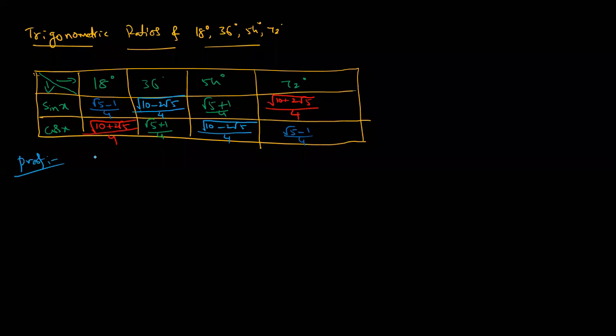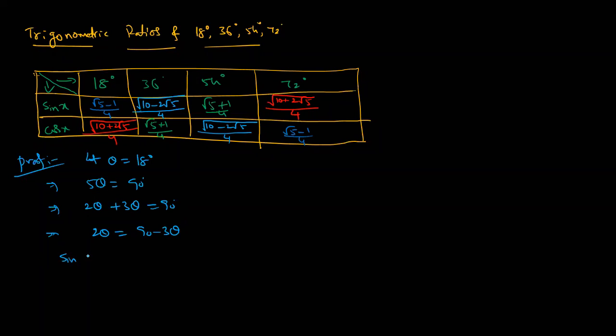Now, proof. Let theta be equal to 18 degrees. Then multiply by 5, dear students. 5 theta is how much? 90 degrees. So this is split into two terms: 2 theta plus 3 theta is equal to 90. I'm writing step by step. See, 2 theta is equal to 90 minus 3 theta.